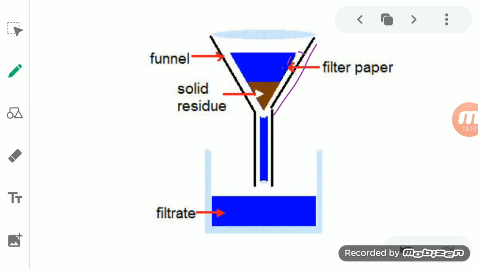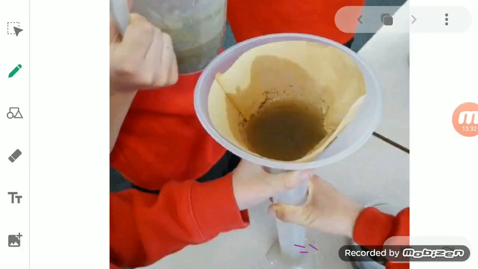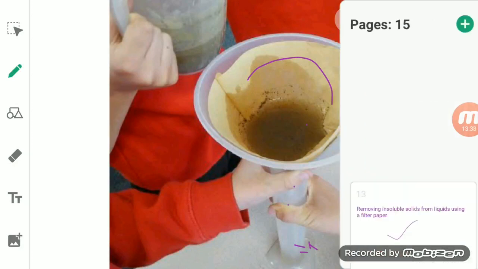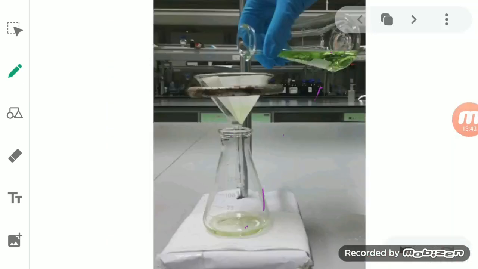So if we take sand and water together, we can use the process of filtration. When we mix the sand and water together, they do not mix. Finally, when we pour the sand and water onto the filter paper, the water comes down into the conical flask, which is kept just below the funnel.